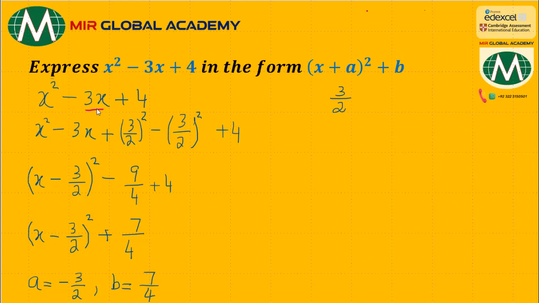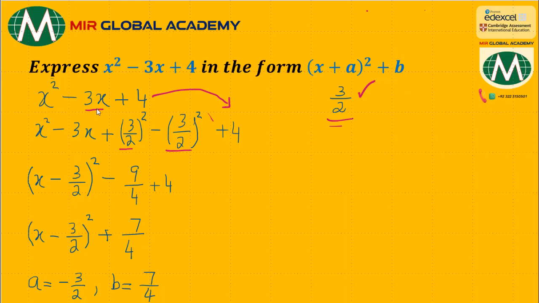The third step is we add the square of this, and we also subtract the square of this. First we add, then we subtract. And remember, you should add first and then subtract. The square of this number, and then this 4 we write as it is.